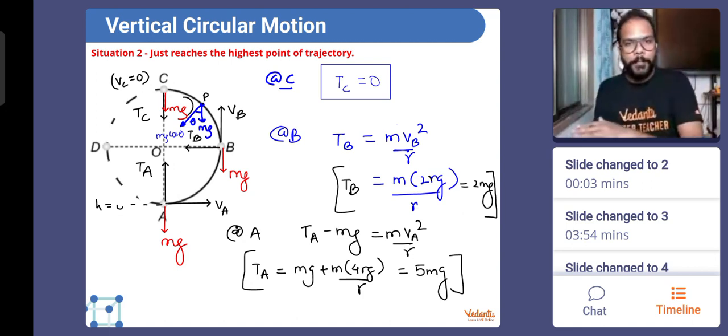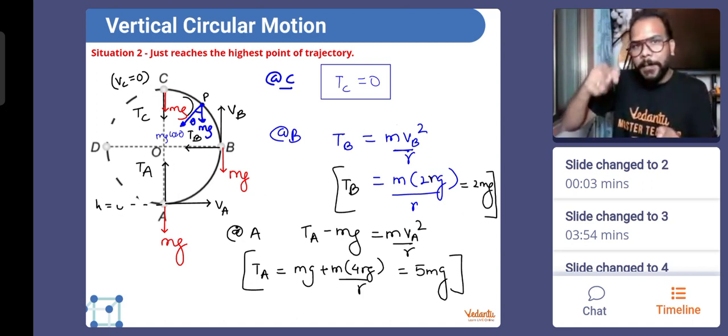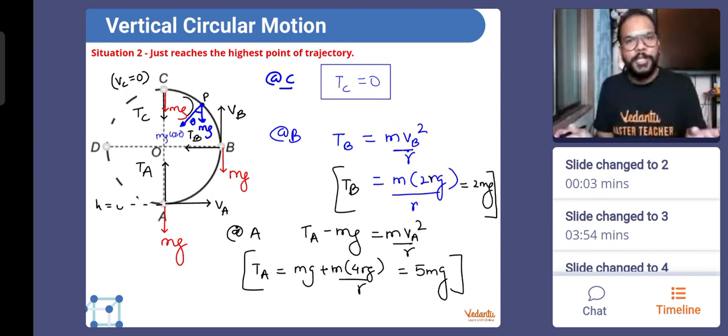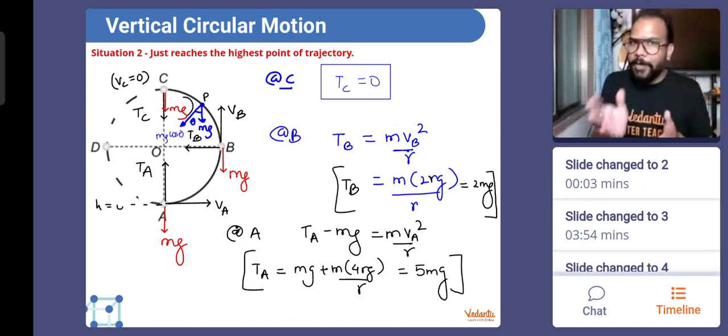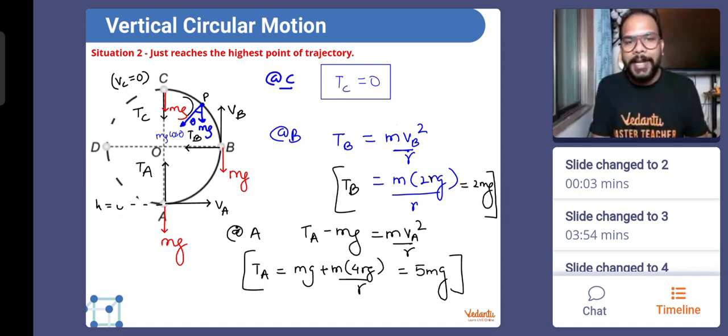That maybe at some point P before C only, when the body was going from B to P to C, there came a point P where tension already became zero. String already lost its tension. But then why did the body go to point C? The body went to point C because the mg force which is acting on the body, it has one component which is still acting towards the center, behaving as centripetal force.